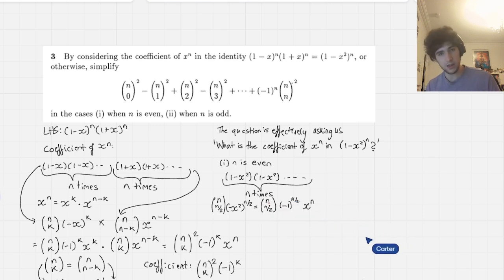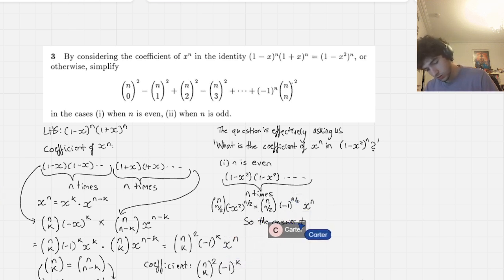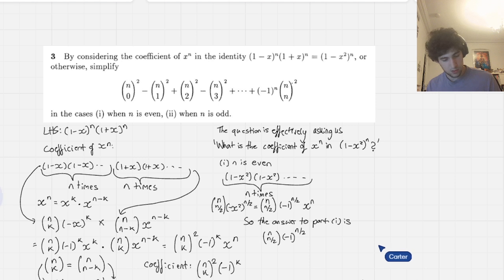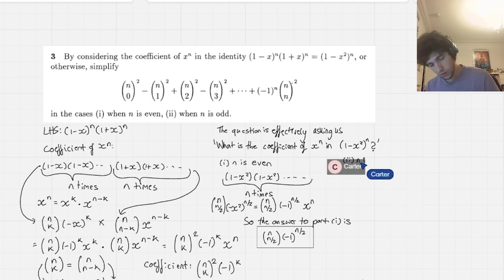And that's perfectly fine. So the answer to part I of the question is just the coefficient of that, which is n choose n over 2 multiplied by minus 1 to the n over 2. What about part II? What happens when n is odd?